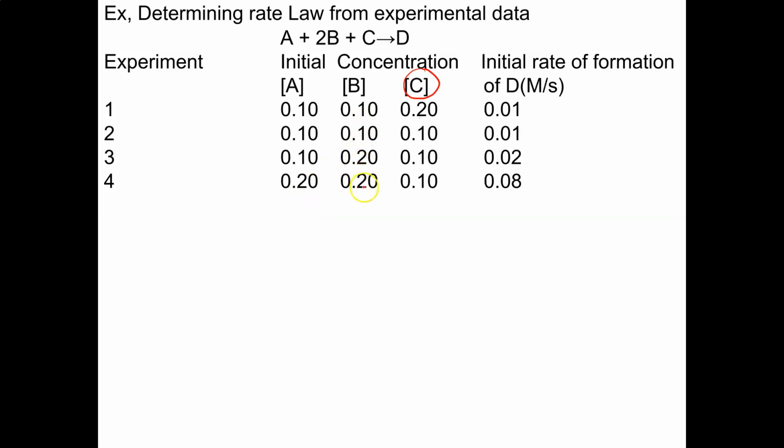Well, can I use 3 and 4? No, staying the same. Can I use 3 and 1? No, because even though A is staying the same, C is not. That's going to create a headache for me. So what I'm going to do instead is pick 3 and 2. Why? Because the concentration changes for B, but not for A and C, and that's what you want.